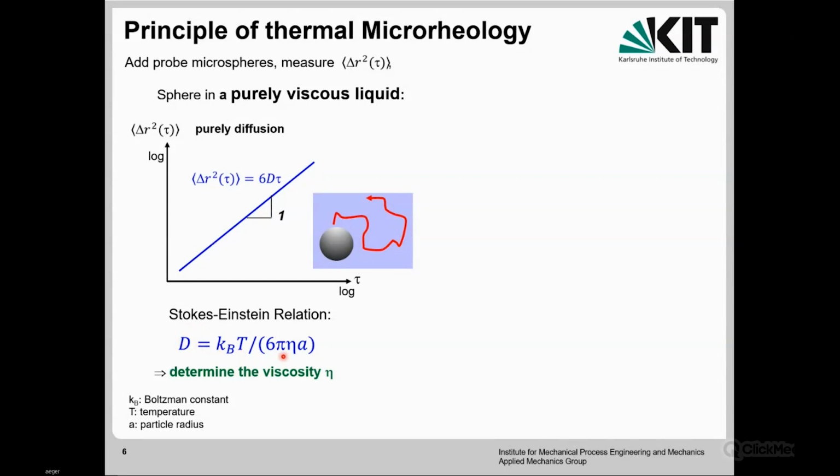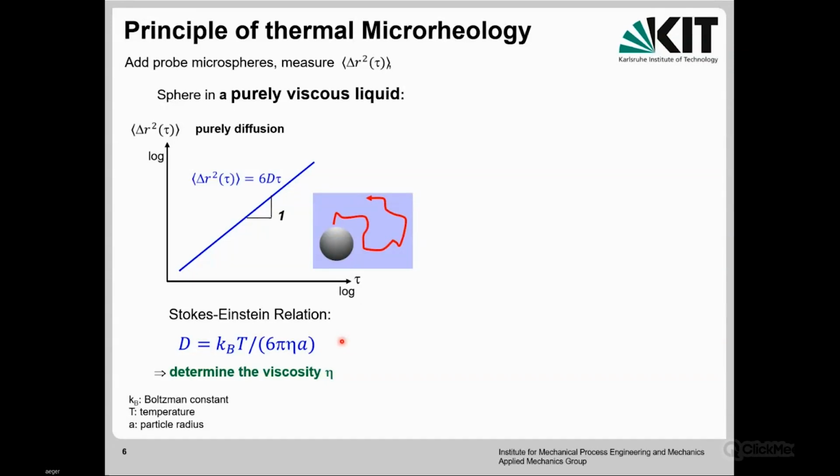Basically, if you do these measurements in a purely viscous liquid, you can determine the viscosity eta of your solution, because the only unknown is eta, since r, the radius of the particle you put in the solution, is known. So this is one case, but it is not a very interesting case because it's a purely viscous liquid. Most of the samples we have investigated are so-called viscoelastic. They are not purely viscous liquids.